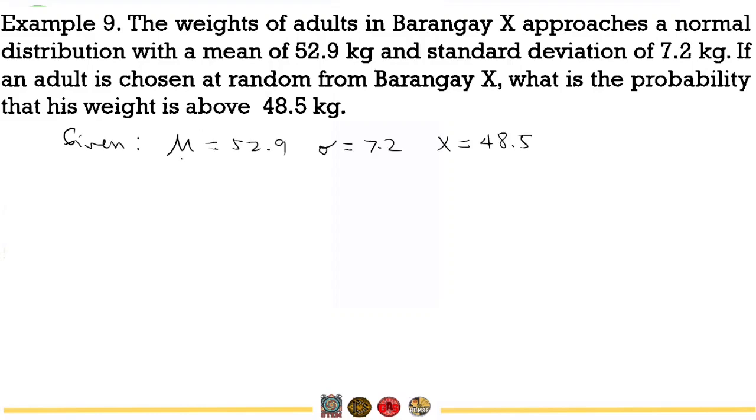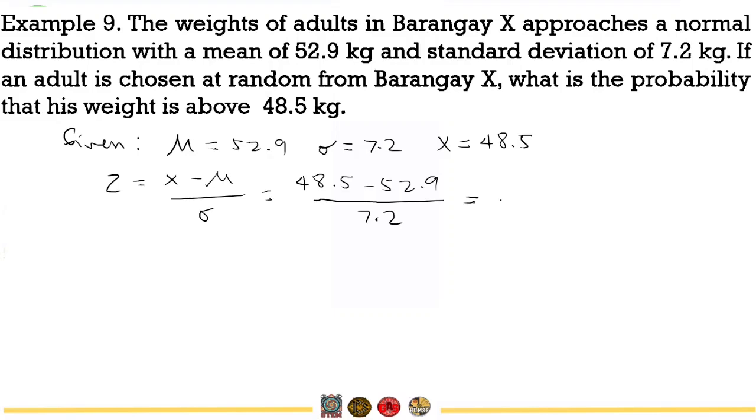Before we get the probability or the area, we need the z value. So first, we will solve for the z value. What is the formula for the z value? Z value is x minus mu over standard deviation, or 48.5 minus 52.9 over 7.2. If you will notice, 48.5 is below the average, below the mean. Therefore, we expect a negative z value.